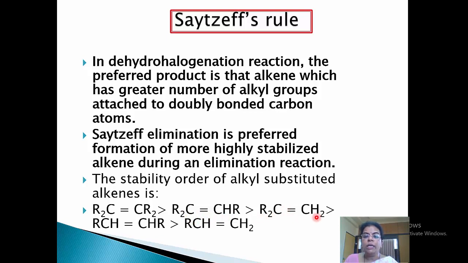In this example, this carbon-carbon double bond alkene is bonded to only two alkyl groups. Therefore it is less stable than this alkene. Now in this example, this carbon-carbon double bond alkene is bonded to two alkyl groups. Therefore it is less substituted than this. And in this alkene, the carbon-carbon double bond is bonded to only one alkyl group. Therefore it is the least substituted. Therefore it is less stabilized.